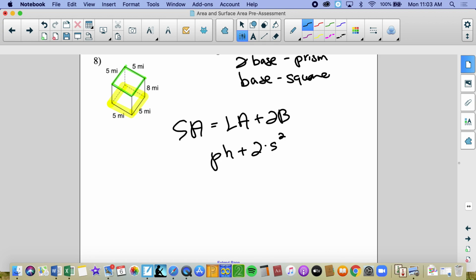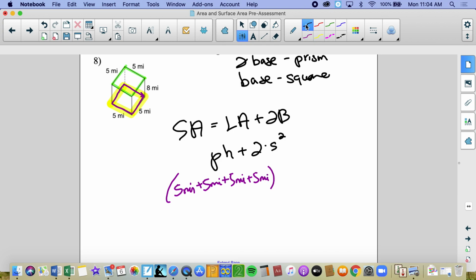So my perimeter is the distance around the base. If this is my base in yellow, the distance around it is going to be 5 miles plus 5 miles plus 5 miles plus 5 miles. So my perimeter is going to be this, 5 miles plus 5 miles plus 5 miles plus 5 miles. And then it's times the height.